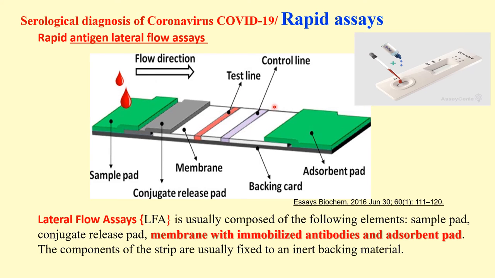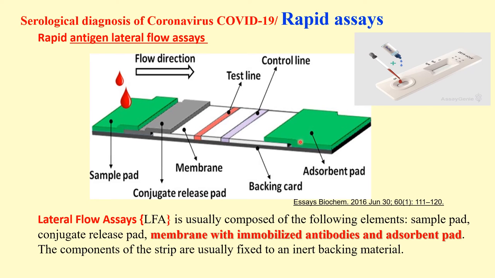Also, we have another line, we call it a control line. What is a control line? This is just an internal control, or a positive control, but not for COVID-19. It's only for any other protein which is not related to COVID-19. The presence of this line is just to tell us whether the technique is working or not. So this is an internal control. This is what we call the backing card. And here we have another adsorbent band.